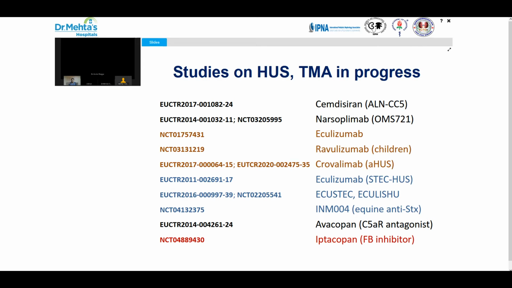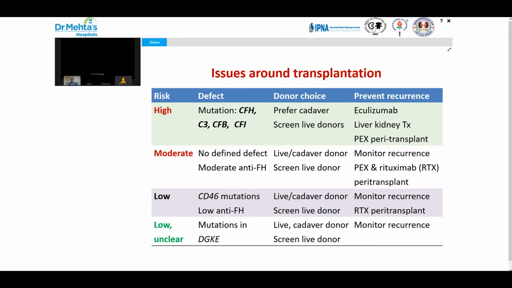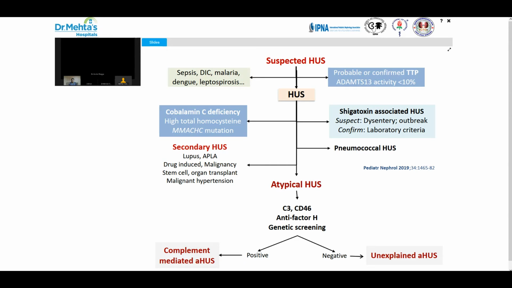We'll leave this, maybe we are probably falling short of time, and so I'll just end with again talking to you about the algorithm that I had initially talked to you about. When you suspect HUS, always think about sepsis, malaria, dengue, leptospirosis, which can mimic HUS. Keep that first in mind. Do not diagnose HUS in a child who is clinically septic and having DIC.